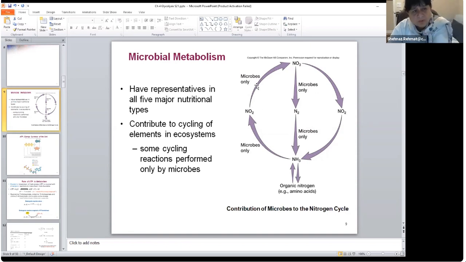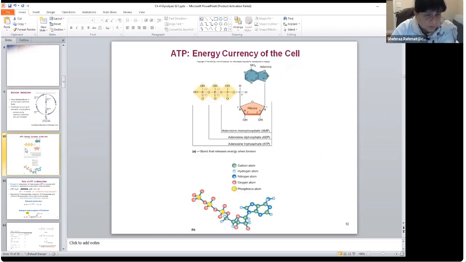So microbes are very important, and microbial metabolism is very important in terms of maintaining the equilibrium of these elements such as nitrogen, carbon, oxygen, hydrogen. So just to look at this one, you can see the nitrogen cycle is definitely very dependent on different microbes, and some of these changes can only occur, or these metabolic pathways are only present in bacteria. Okay, so just giving you the importance of the bacteria in terms of metabolism and how important it is.